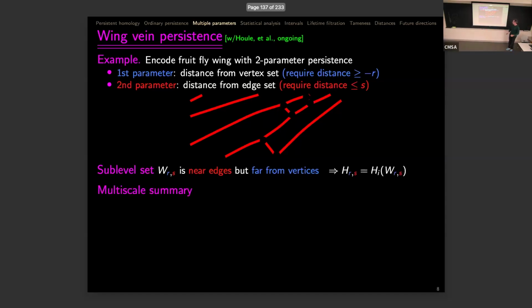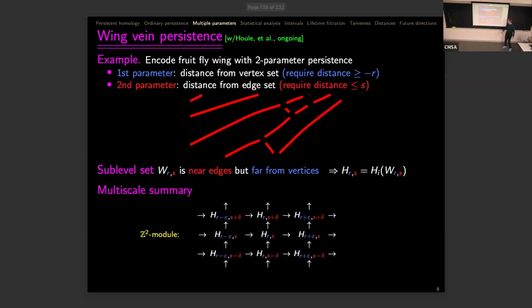And so I get this multi-scale summary, where I have H_RS, the homology for a fixed radius and semi-thickness. When the radius goes up, that is really minus r going up, so when this parameter goes up, I get a bigger topological space. When the semi-thickness gets thicker, I also get a bigger topological space. With decreasing radius, or increasing minus r, that's going to the right. And with increasing semi-thickness, I get a bigger topological space. So I have now a 2-parameter family of topological spaces, and I can take their homology.